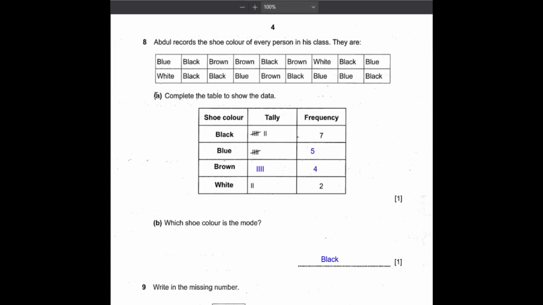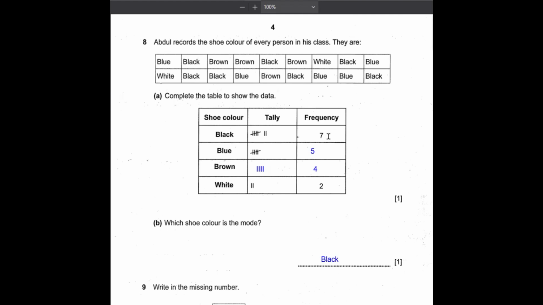Go to question number 8. We say Abdul records the shoe color of every person in the class. Here are the colors. They say complete the table to show the data. This is the table. Most of them are given. Blue is not given. If you see according to tally, this is 4, and the fifth one will be crossing all of them. So it's going to be 5. The brown, you need to go and count the brown. 1, 2, 3. Then you keep going, 4. There are 4 browns, which is 4.